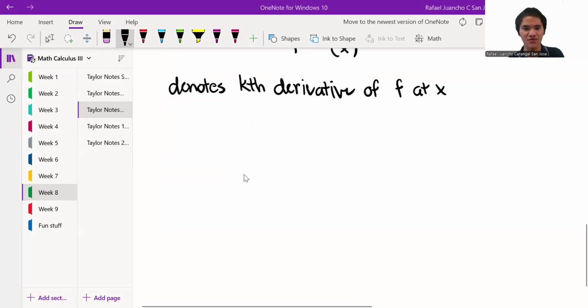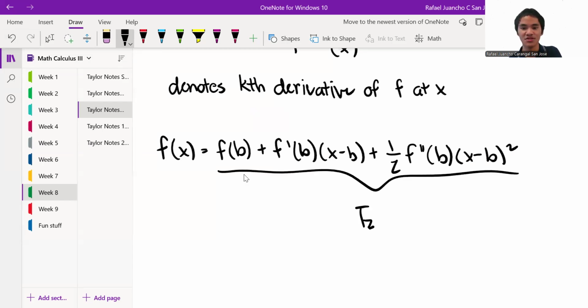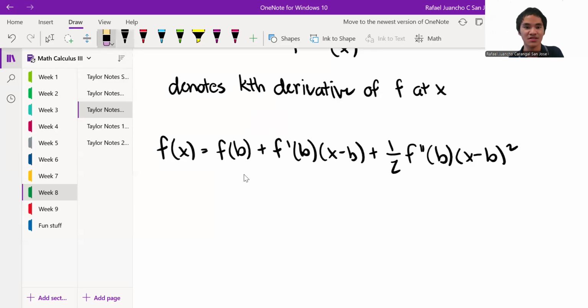So if we do a by parts, my function is equal to, so this is my first Taylor polynomial, which is just a linear approximation, right? This whole thing is T sub 1 of x. And then when I add it to here, which is my second derivative at b, not at x, and I square this, this whole thing is now T sub 2, right? My second Taylor polynomial, which is otherwise known as a quadratic approximation. And then I continue on.